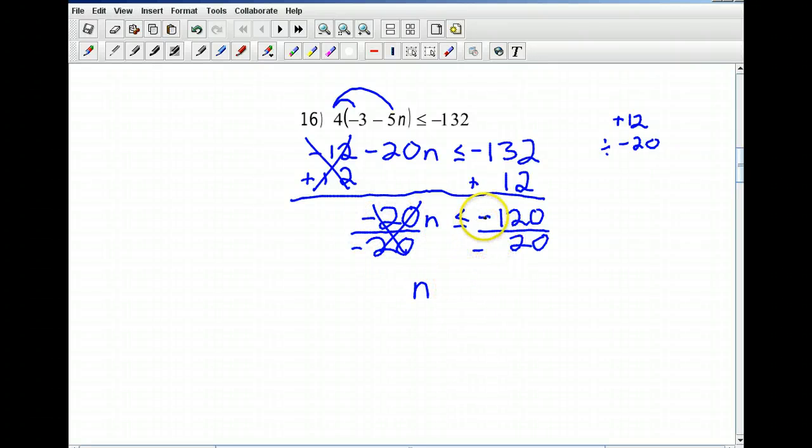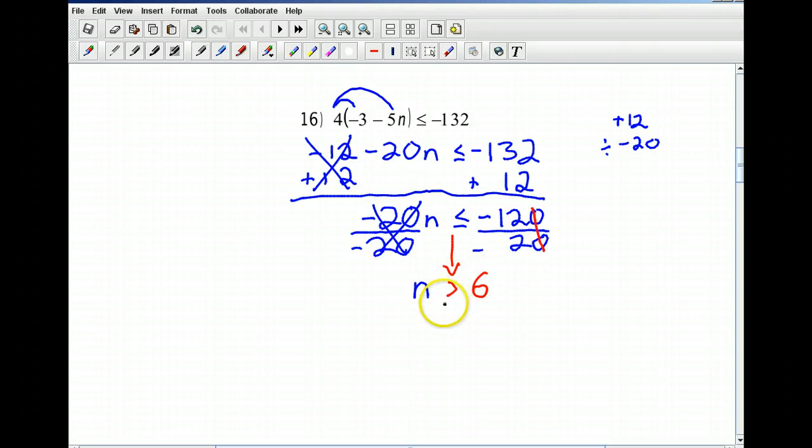All right. What's negative 120 divided by negative 20? Okay, if you need to, you can divide through by 10, which is the same as canceling out zeros. So what's negative 12 divided by negative 2? 6. And less than or equal to? Right? Yes? No? No. Switch the sign. We just divided by a negative.